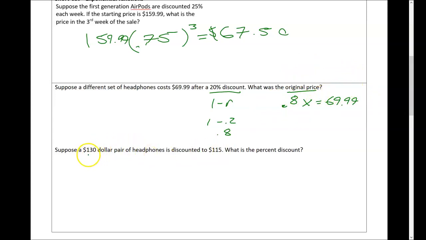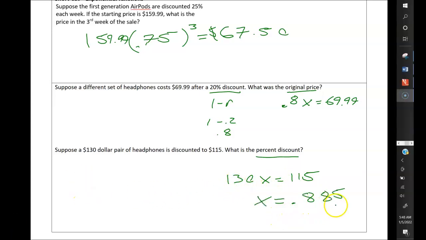Same thing here. Here we have a $130 pair of headphones discounted to $115. Here, we don't know what the percent is, right? So the way we can set this one up is, well, 130 times X would be my change, is 115. And here I'll solve it, right? Because there's a little trick to this one.